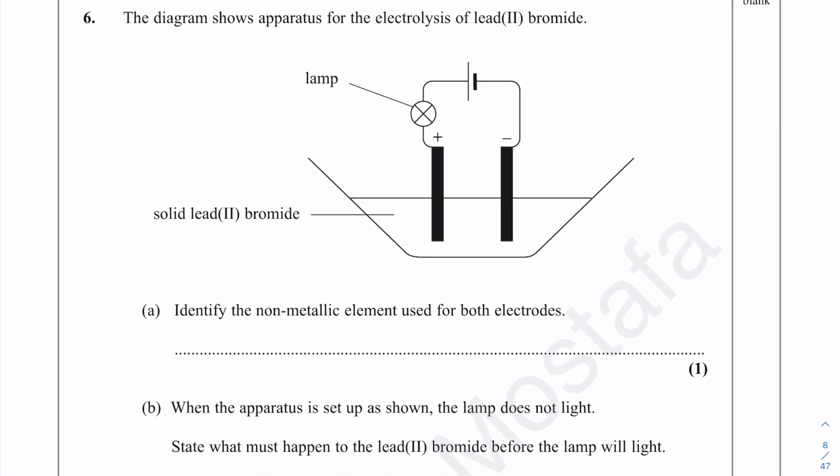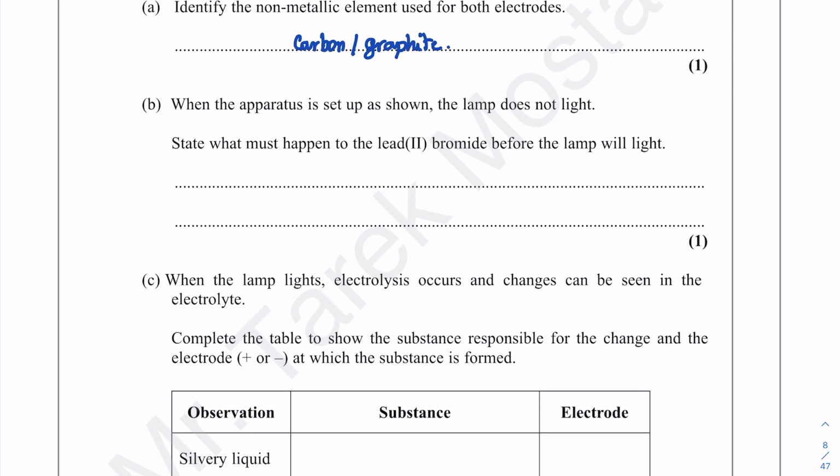Question 6. Diagram shows apparatus for electrolysis of lead to bromide. Question A. Identify the non-metallic element used for both electrodes. هو الاتنين electrodes بنستخدم لهم carbon اللي هو graphite. When the apparatus is set up as shown, lamp doesn't light. State what must happen to lead to bromide before the lamp will light. يبقى lead to bromide must be melted or must be molten.